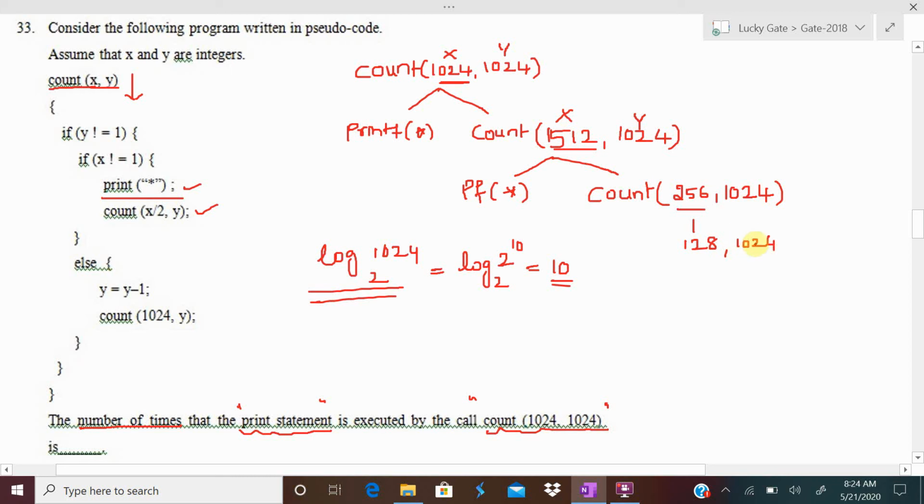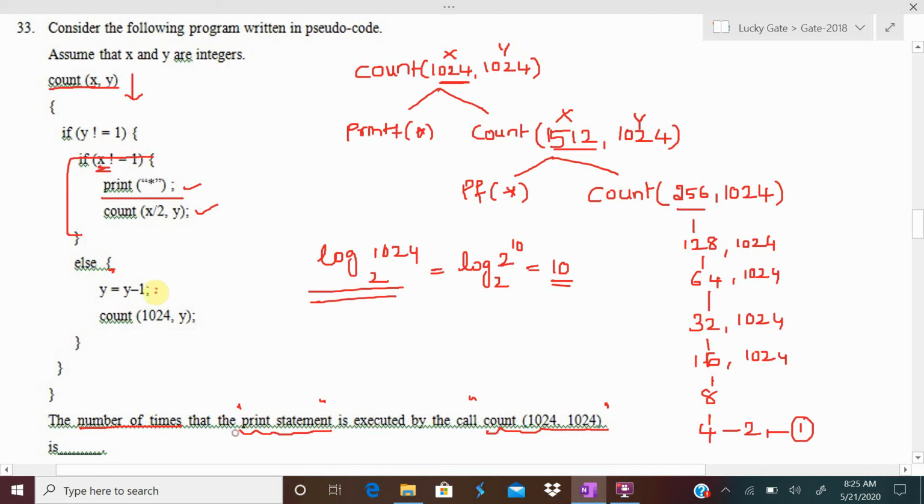1024. And observe y is not changed. Next 64, 1024. Next 32, 1024. Similarly 16, 1024. 8, 4, 2 and 1. Whenever x is 1, this condition is going to fail. Whenever x is 1, not equal to 1, the condition fails. Because this condition has failed, it goes to the else part.